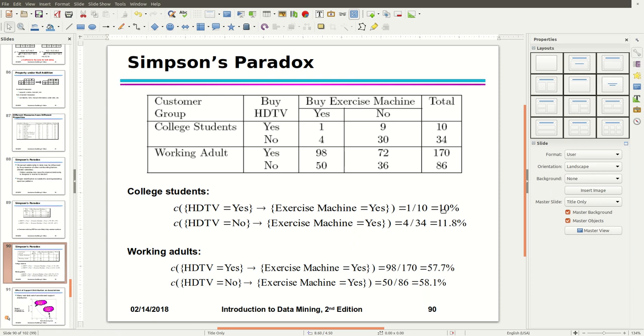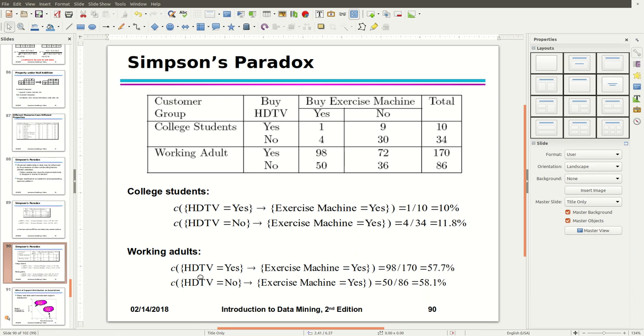So what it says here is that if you buy HDTV and are a college student, you will not buy an exercise machine, as it is more likely, right? So if you say no, you buying an exercise machine, yes, is more likely, maybe 1% more likely, but again this number is not too much different. But I'm telling you that it is looking as if it is almost working otherwise.